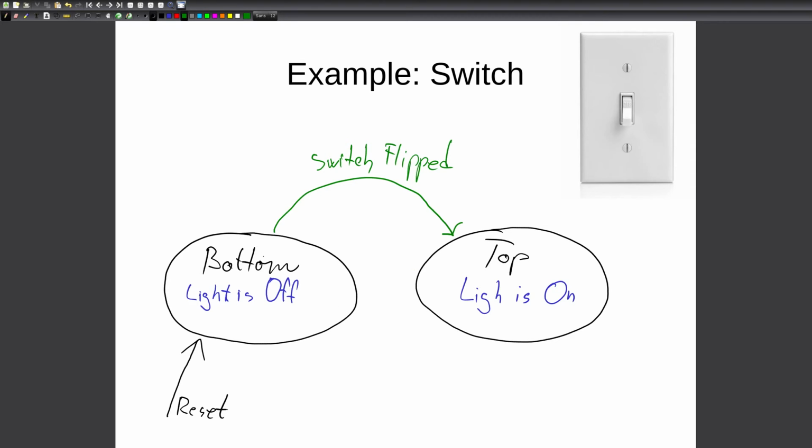So if we are in the bottom state, we flip the switch, we transition to the top state. Similarly, if we flip the switch again in the top state, we will transition back to the state bottom. So we have a second transition which has the same condition, and that's it. That's that the switch was flipped. Right?